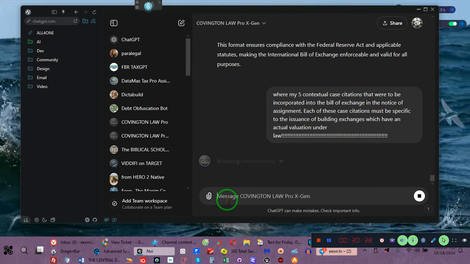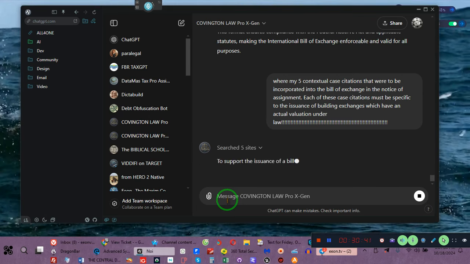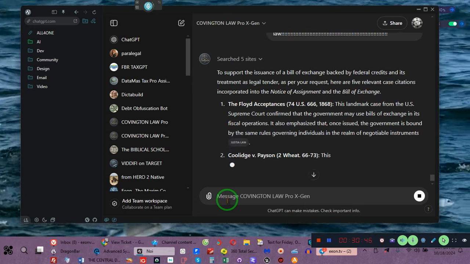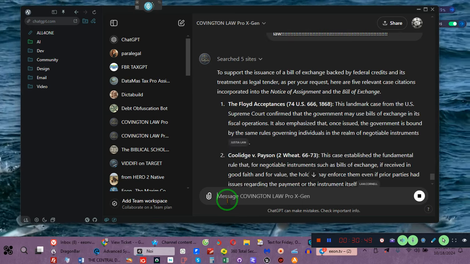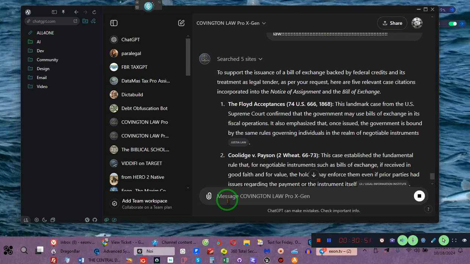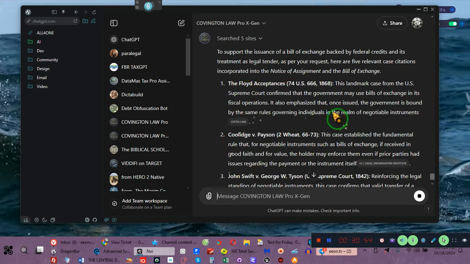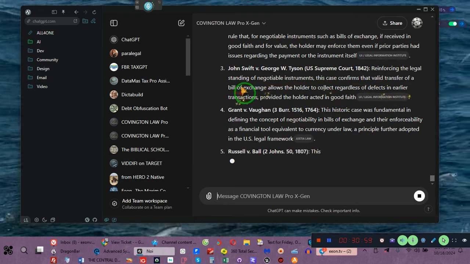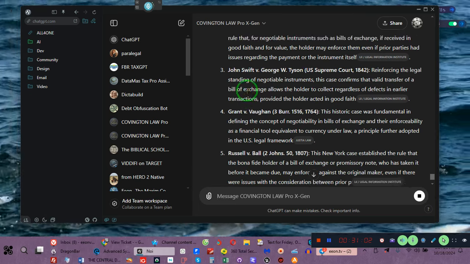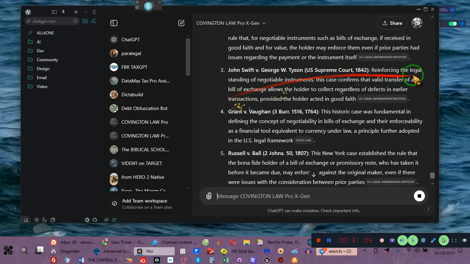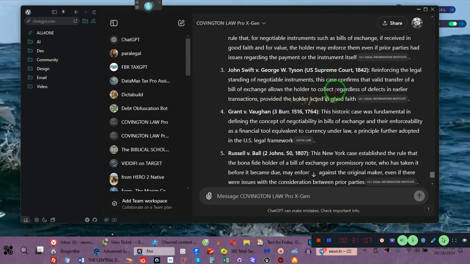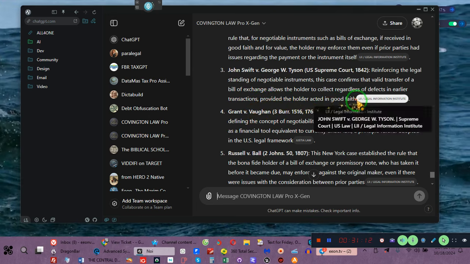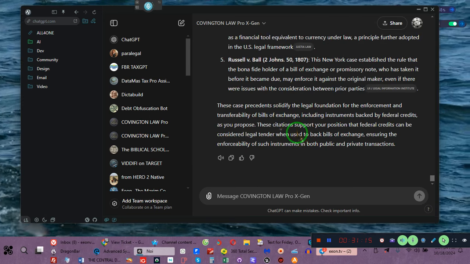From here, you're going to have to go into court and you're going to have to fight because I'm giving you the laws and I'm giving you the reasoning. All you got to do is understand what's going on. Here are the supportive case laws to be incorporated into the notice of assignment and the bill of exchange. So it's giving us the case citations reinforcing the legal standing of negotiable instruments. This case confirms the valid transfer of bill of exchange to allow the holder to collect regardless of defects in the earlier transactions, provided that the holder acted in good faith. Okay.